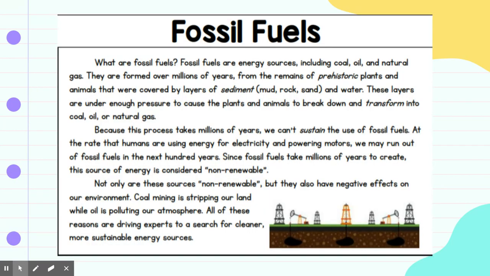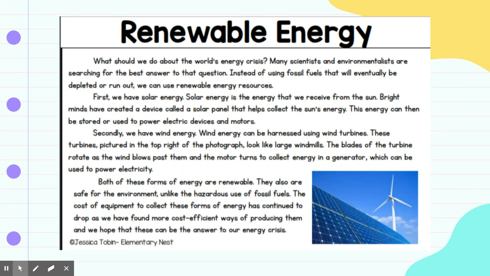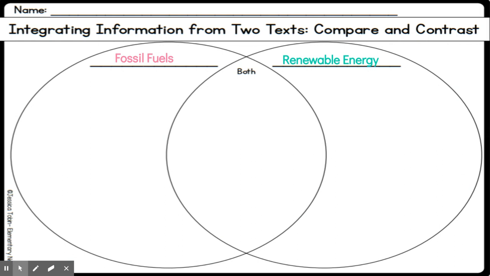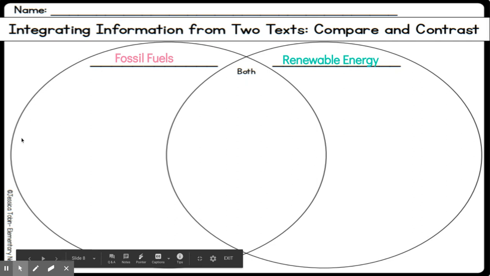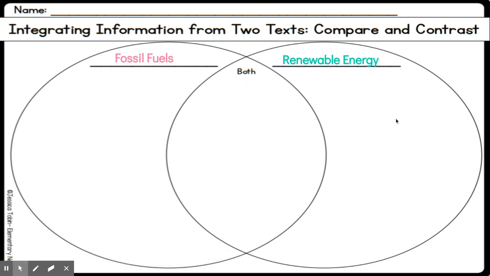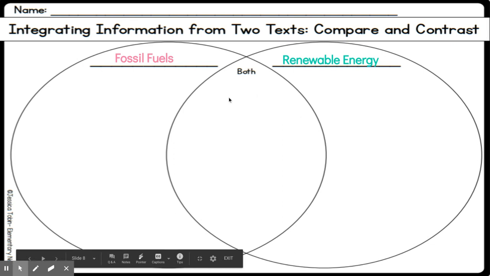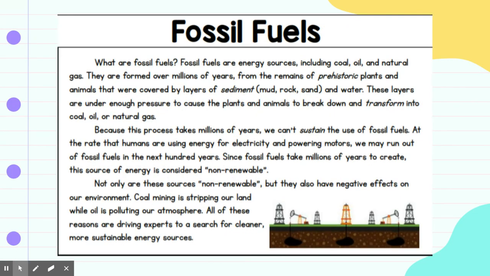So together we are going to read two quick passages. Now these passages are about similar topics, but they're not going to give us all of the same information. So we're going to read one about fossil fuels and one about renewable energy. And together we are going to fill out a Venn diagram. On this side in the pink, we're going to talk about what the article said about fossil fuels. On this side in the blue, we are going to talk about what the article said about renewable energy. And then in the middle, what did both articles tell us? What did they have in common? So let's read these together.